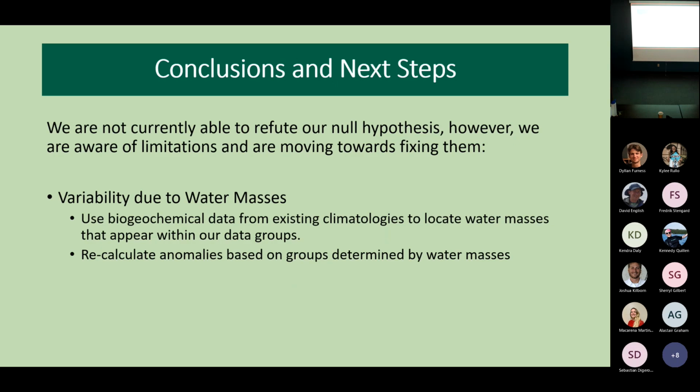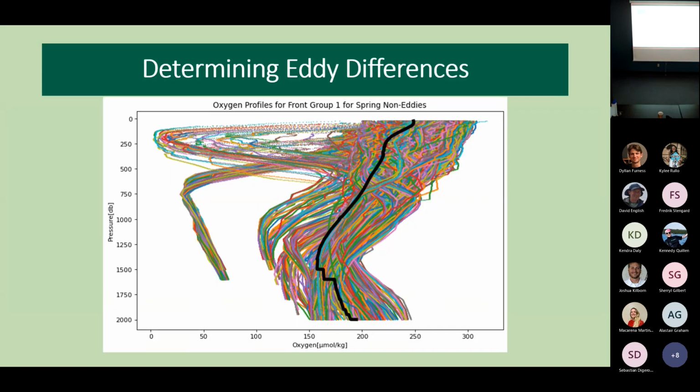While our conclusions say we're not currently able to refute the null hypothesis, we're aware of some limitations. One of those major limitations is the bullet point I highlighted in red, which was water masses. If I go back to where we calculated our mean and our baseline that we're trying to remove signal from, you can see a pattern of some outside variability that doesn't fit, specifically between 0 and 500 meters. And then from 500 meters down to 1500, you see a whole other signal. We believe those are different water masses that are also within that frontal group.